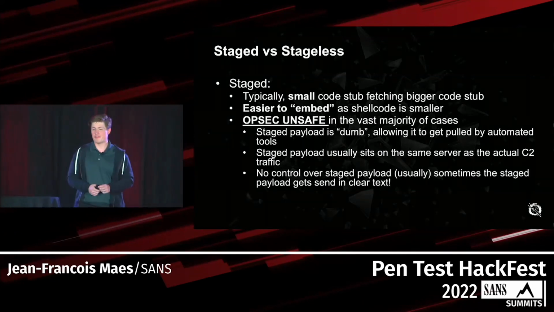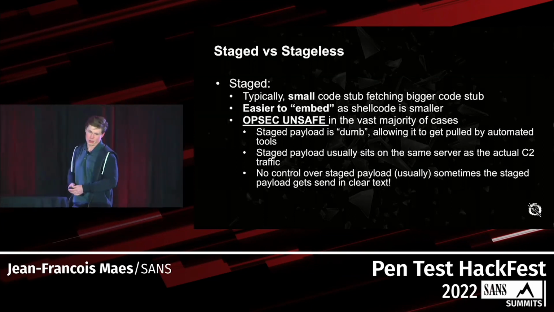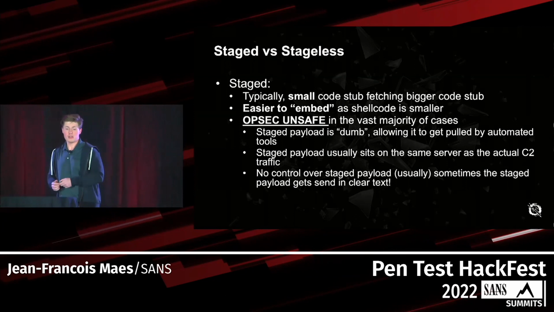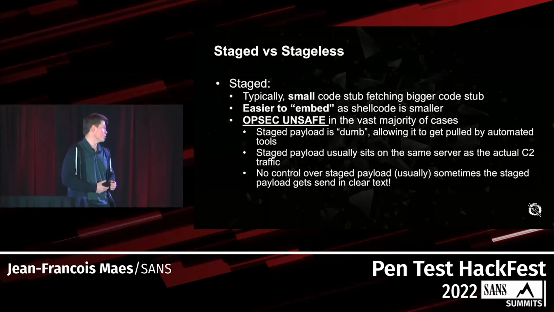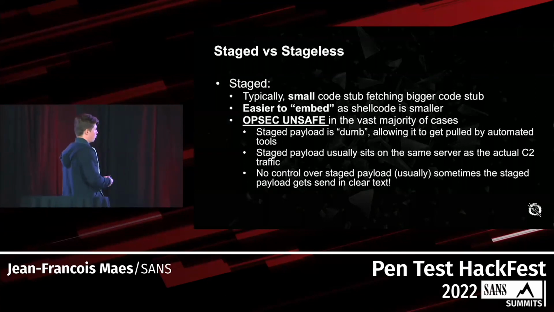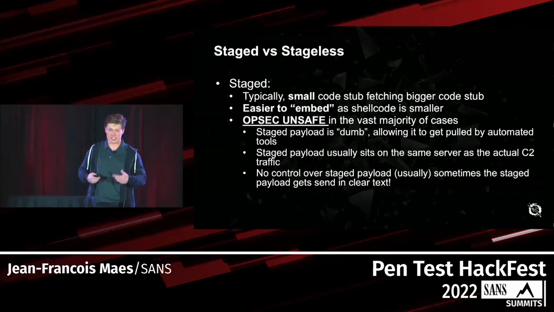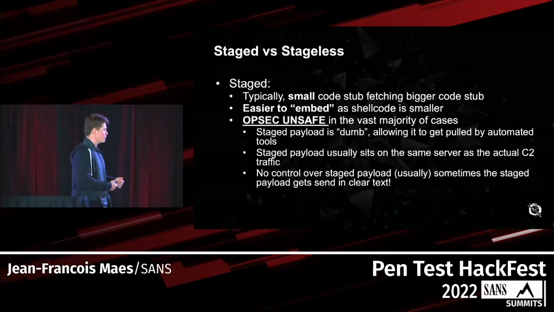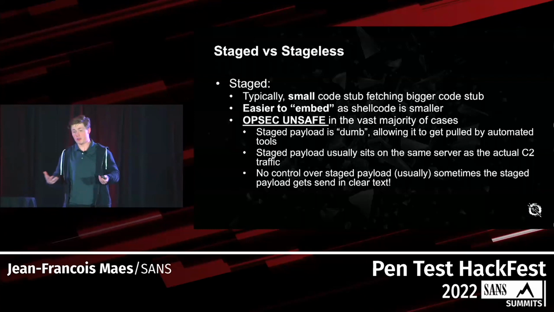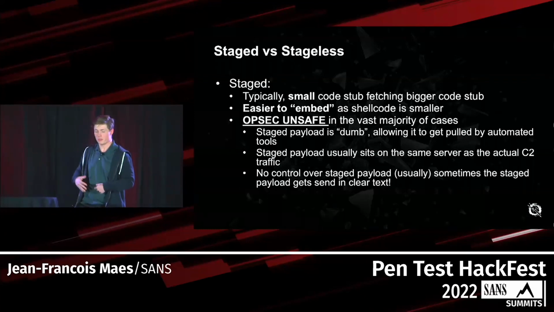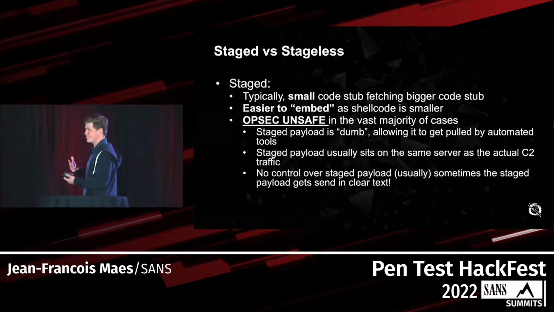Staged payloads are very, very dumb, which means that they can get pulled by automated tools like sandboxes. Staged payloads usually sit on the same server as the actual C2 itself as well, especially red team operators that don't really know what they're doing are typically going to use the same server for staging as the actual C2. So if your stager eventually gets burned, your entire C2 infrastructure will get burned. And typically, if you're using open source frameworks or even paid tools, so not your own shellcode or stagers, you don't really have any control over how this connection works, how they are going to call back, how they're going to pull that data and then execute it.